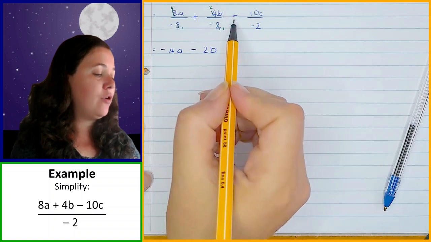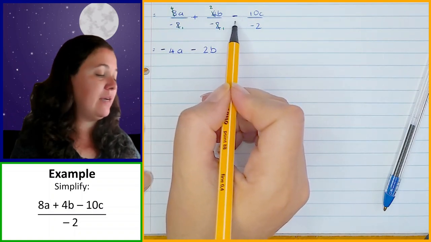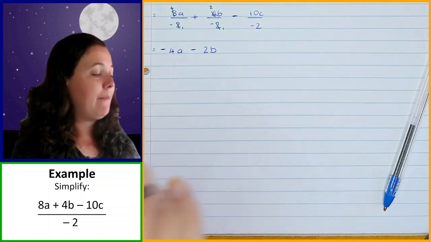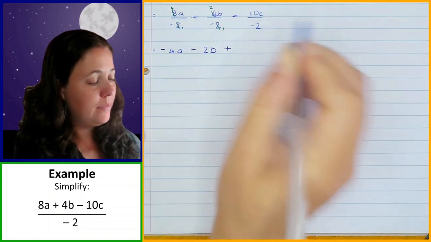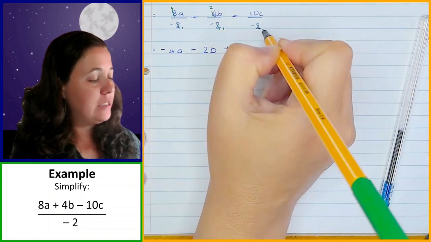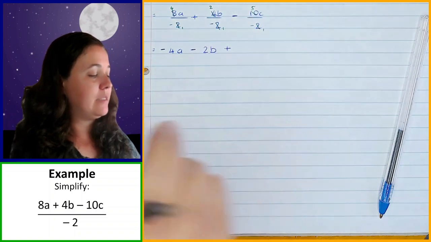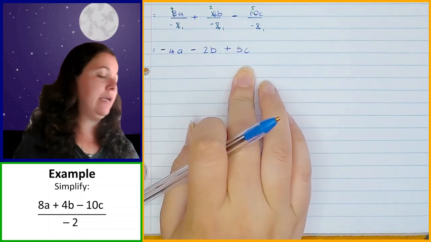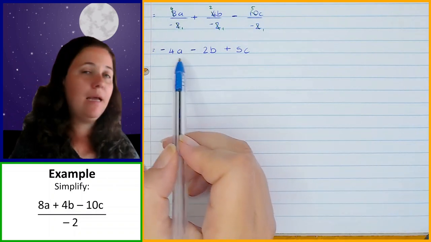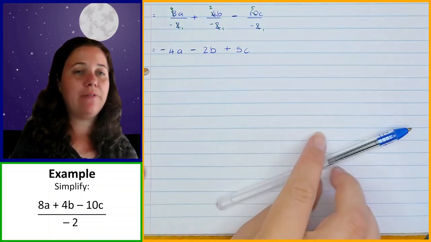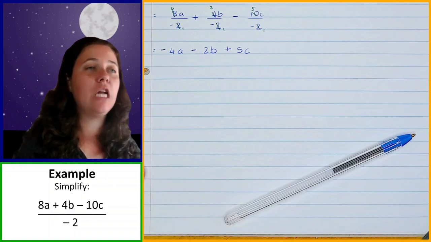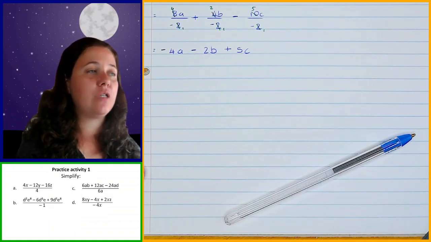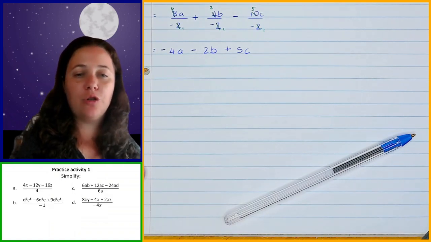And then over here, I've got a minus and a minus. So that's negative divided by negative. That gives me plus. And then 2 goes in there once, 2 goes in there 5 times, and I'm left with 5c. So for this example, you should have got negative 4a minus 2b plus 5c. Okay, so now I'm going to give you a few that you're going to do for yourself. You're going to have 4 minutes to work on these examples.